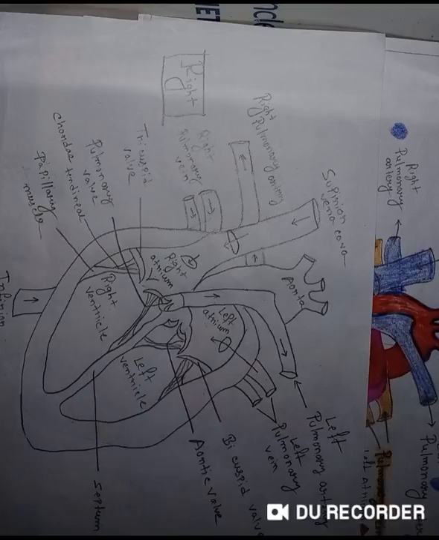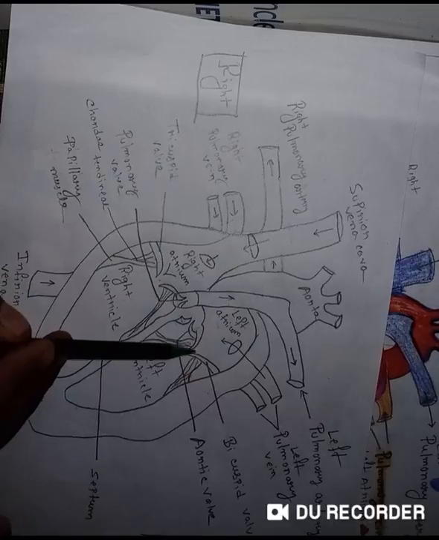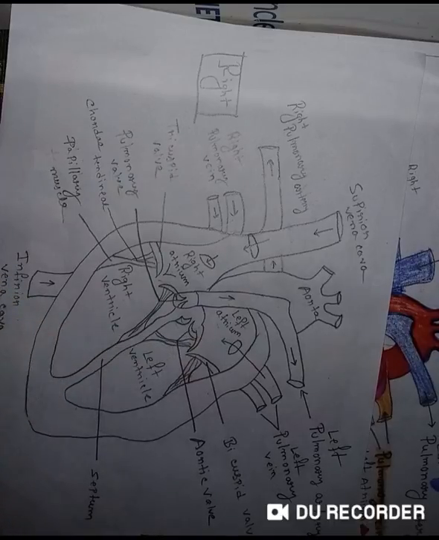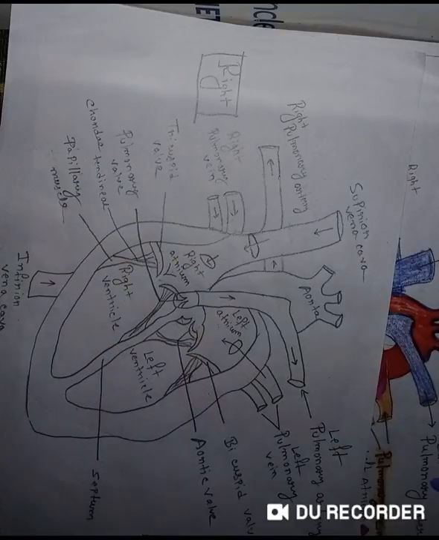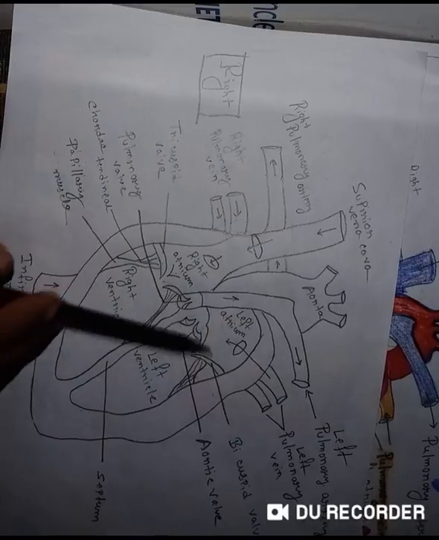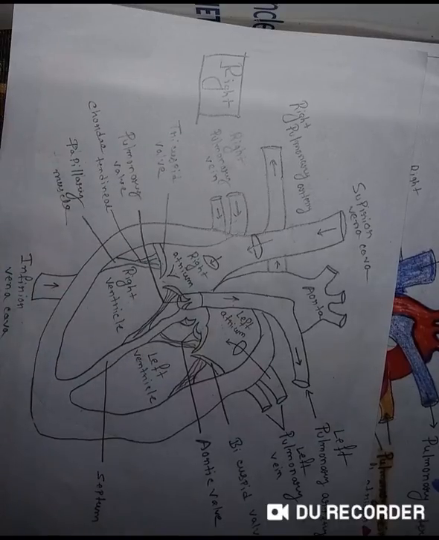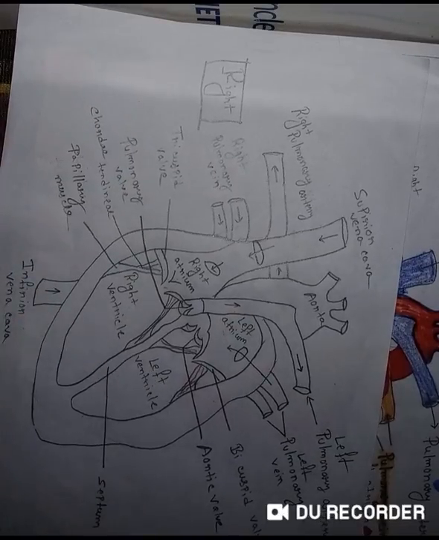After reaching the left atrium, the auricle contracts, and because of this contraction, the bicuspid valve opens, and through this the oxygen rich blood reaches inside the left ventricle. That means you can easily say the right side of the heart contains deoxygenated blood, and the left side of the heart contains oxygenated blood. This side deoxygenated, and left side oxygenated blood.